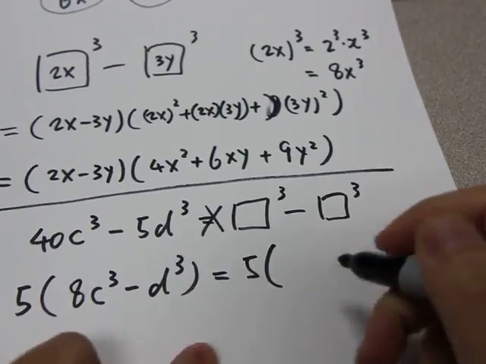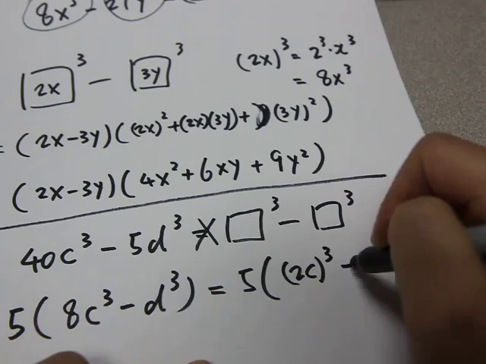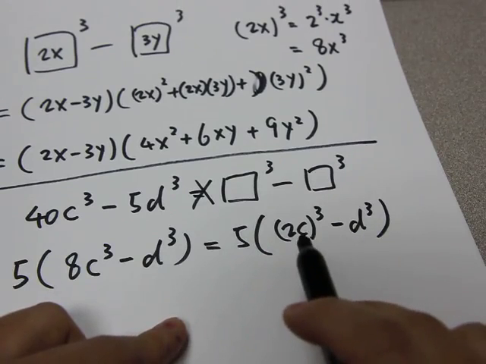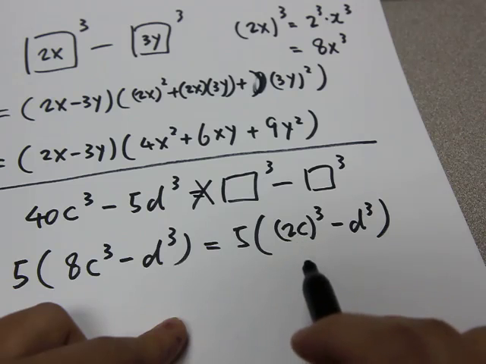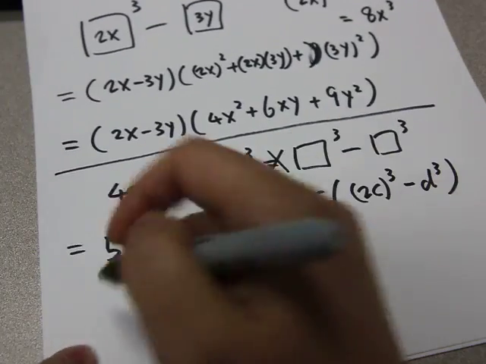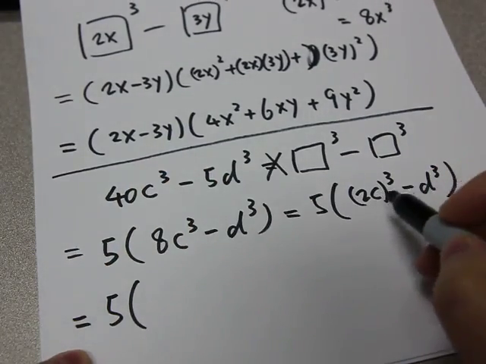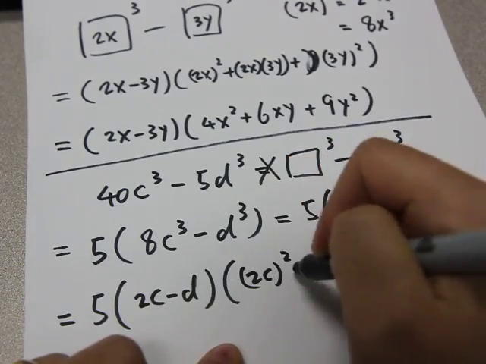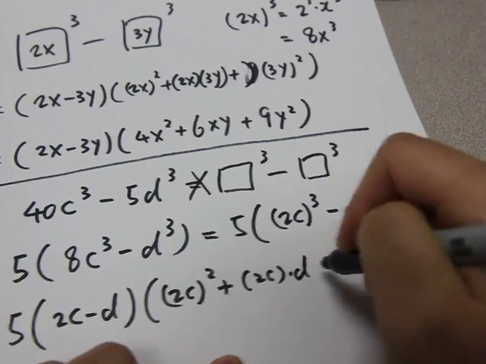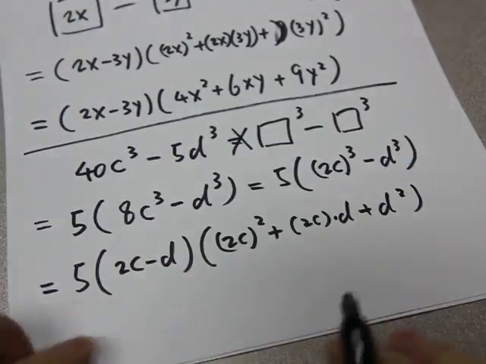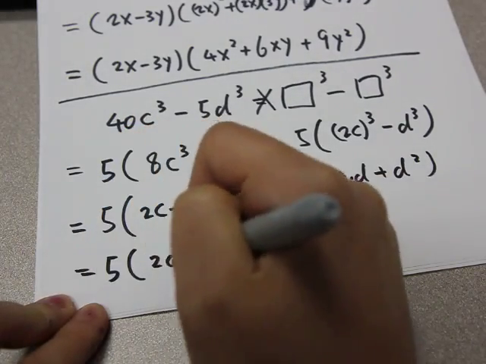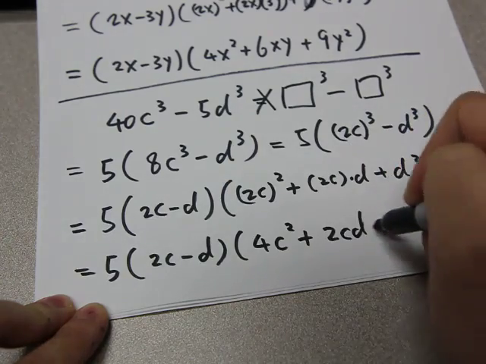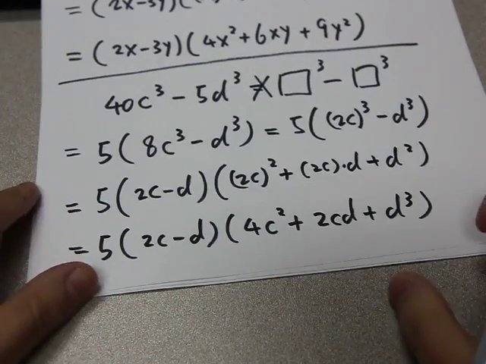And 8c cubed we can write as 2c cubed, minus d cubed. Okay, so in the parentheses we have a difference of two cubes, right? So now 2c is like a in the formula and d is like b in the formula. Therefore, 2c cubed minus d cubed is 2c minus d times 2c squared plus 2c times d plus d squared. So we have 5 times 2c minus d times 4c squared plus 2cd plus d squared.